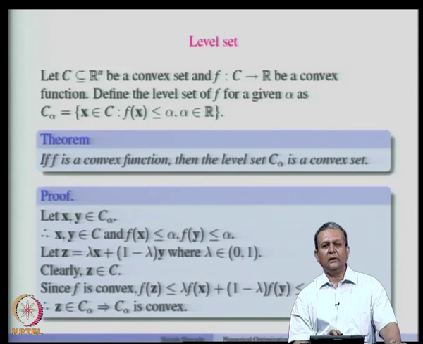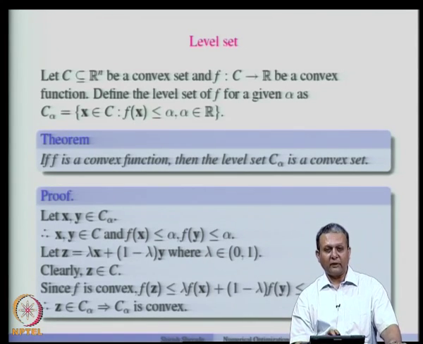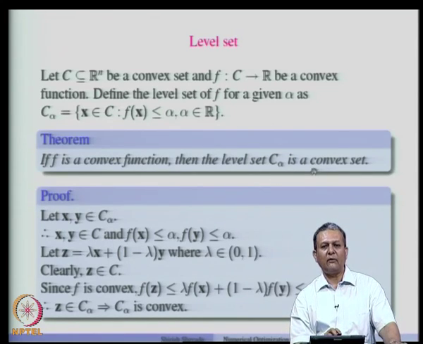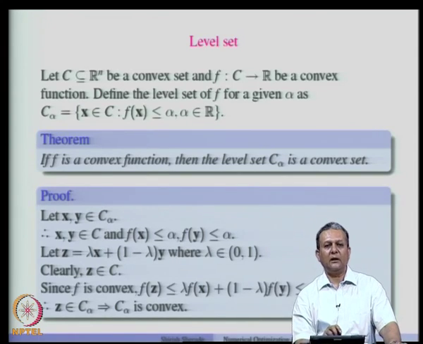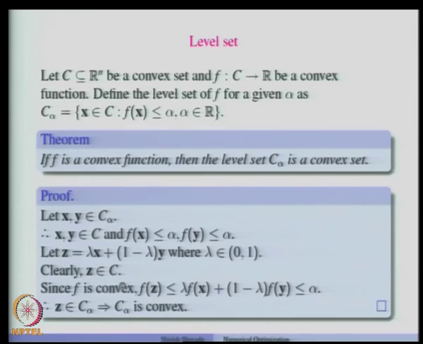This is an important property which will be used to generate more convex sets from convex functions, and we will see that sometime later. But remember that the converse of this theorem is not true. If every level set C alpha of a function is a convex set, that does not mean that the function is a convex function. I leave it as an exercise to you to find functions for which the level sets are convex, but the function is not convex.